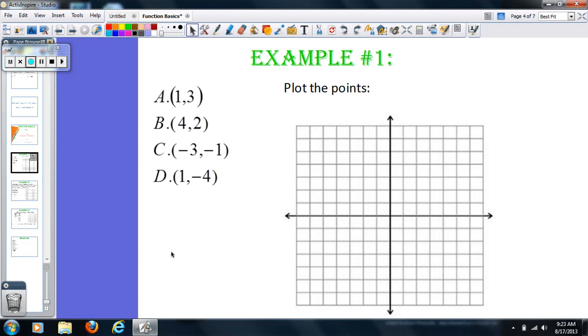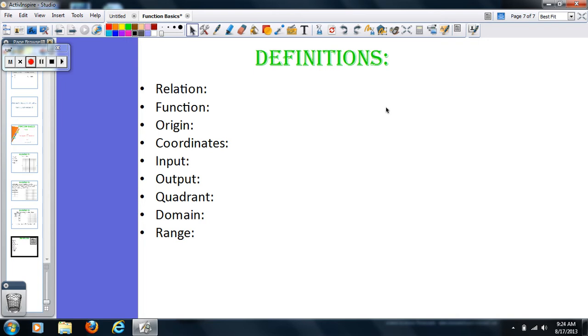So the first thing we're going to do is look at plotting some points. Now, we're going to call these coordinates, all right? You hear the word coordinate used in aviation, mapping, anything like that. I'm going to go to that definition slide page real quick. A relation is simply a set of two numbers. It's a pair of coordinates, essentially. And we're dealing with functions.